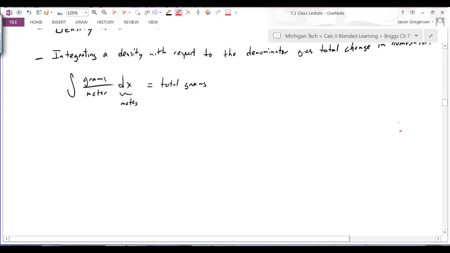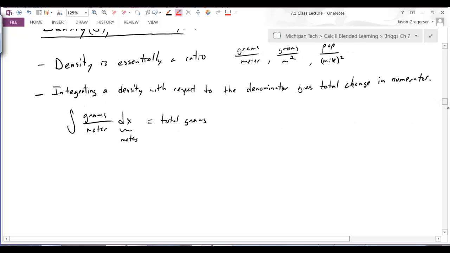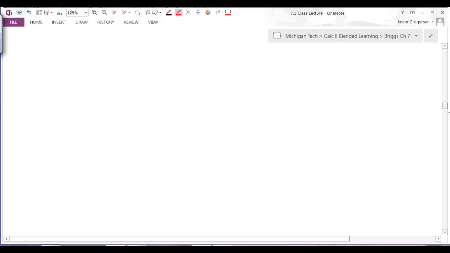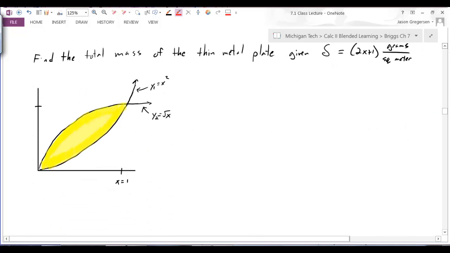Now we'd like to take that idea and apply it to an example problem. And in it, I want to outline the general process for working with these kinds of problems.